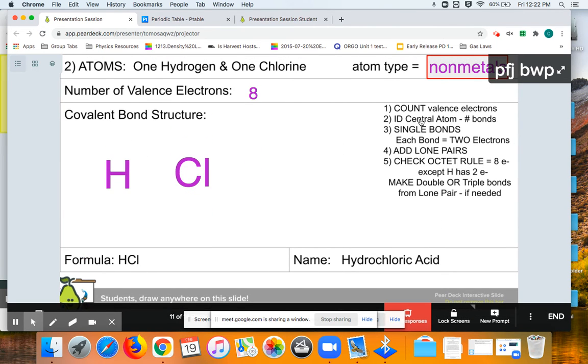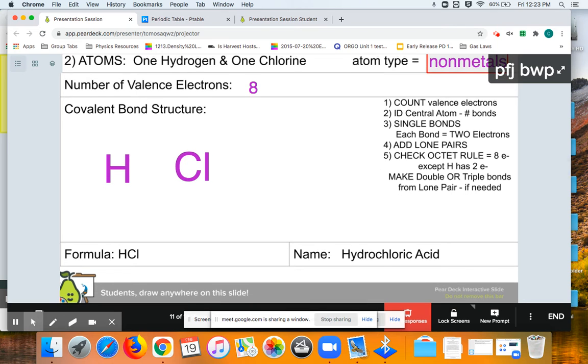Step number 2 is identify the central atom, but that does not apply because we only have 2 atoms in this case. So we don't need to worry about them. We just put them down. Step 3 is to draw our single bond. So we have H and Cl. We want to connect those. So you draw a line as straight as you can. I know it's hard. Between H and Cl to show the single bond.